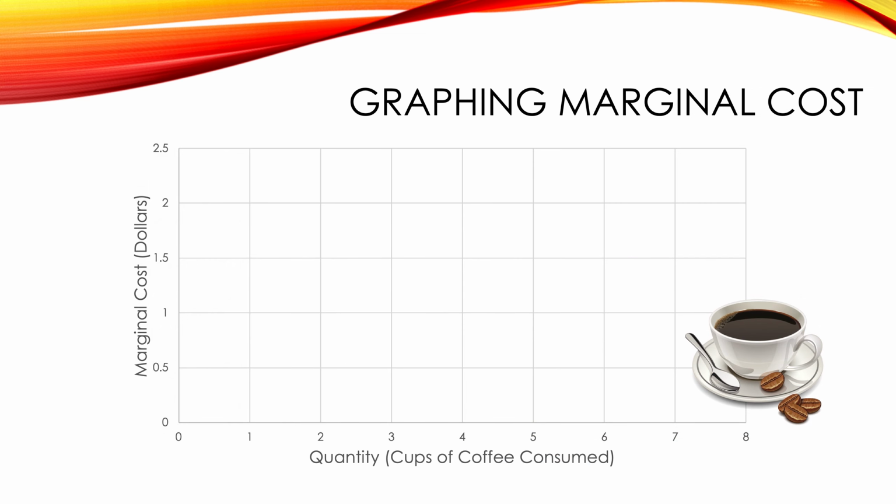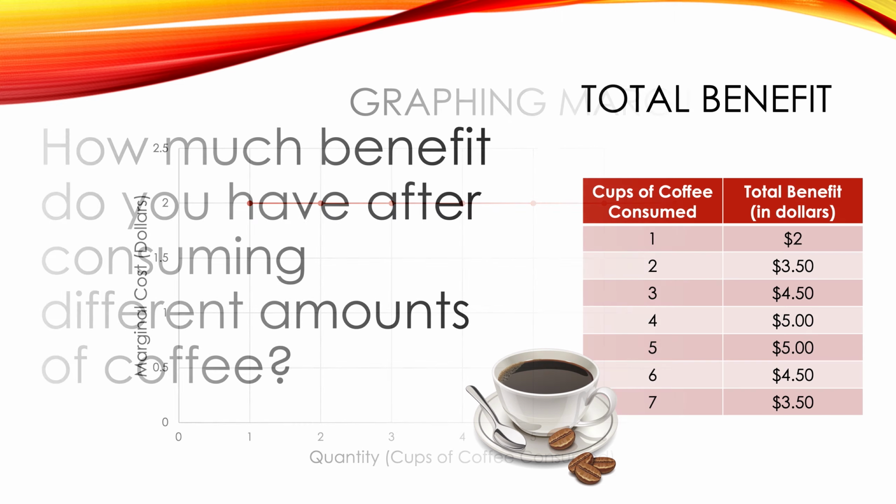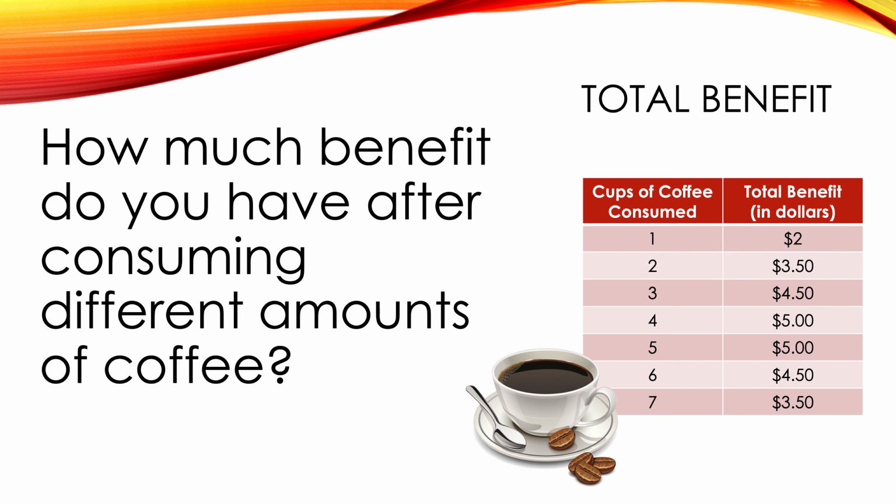If we wanted to get real exciting and graph this one, the cost of the first cup of coffee was obviously $2. The second cup of coffee was obviously $2. And you can see where we are going with this. So marginal cost does not change depending on these things. So let's get to something a little bit more exciting here.